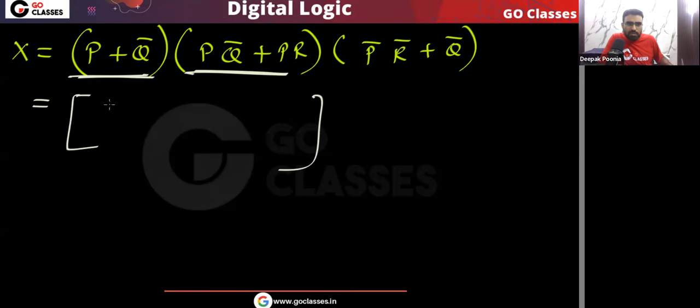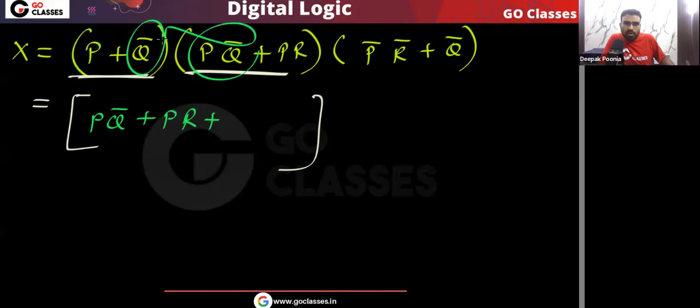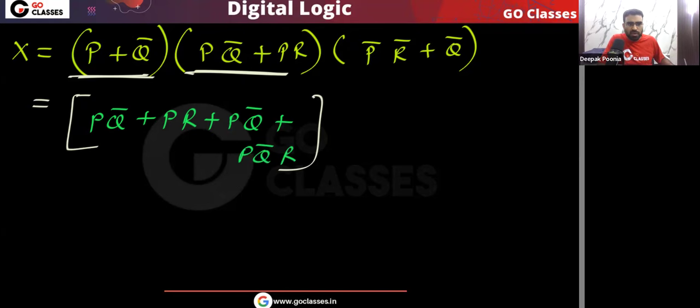So if you multiply them, then you will get P Q bar. Okay, yes or no? You can see P Q bar, that will be simply P Q bar, or P P R, that will be simply P R, or Q bar P Q bar, that will be simply P Q bar, or Q bar P R, that will be simply P Q bar R. Okay. Now, another thing you notice, we have P Q bar here, P Q bar here, P Q bar here. So you can apply the absorption law.